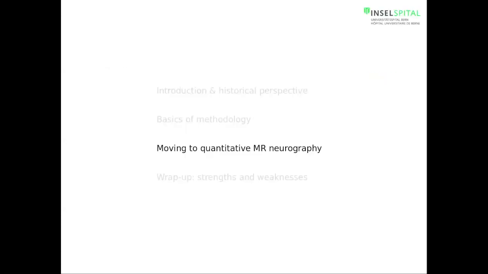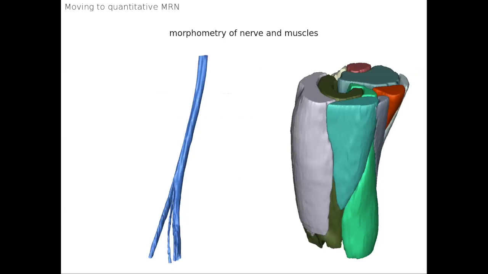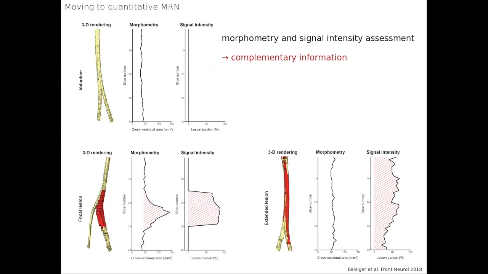So if we move now to the quantitative aspects of MR neurography, of course, we are quite familiar with the morphometry and the morphological aspects of the muscles, but we can actually use also these techniques to do morphometry of nerves, as you can see on the left side here from a sciatic nerve. So it can be interesting not only to look at the morphometry, but also at the signal intensity, which you can assess quantitatively using certain post-processing techniques, and these can give you complementary information.